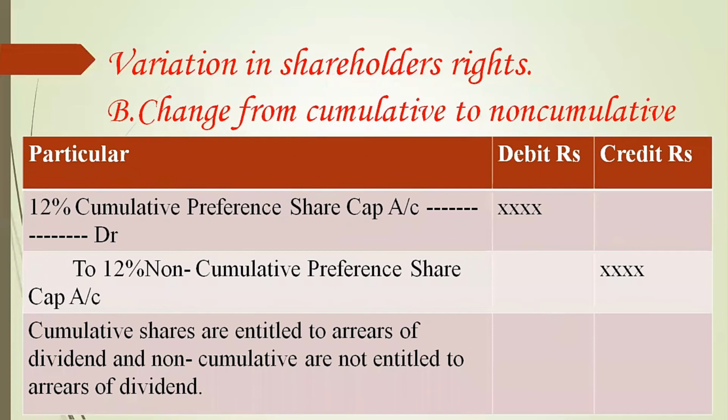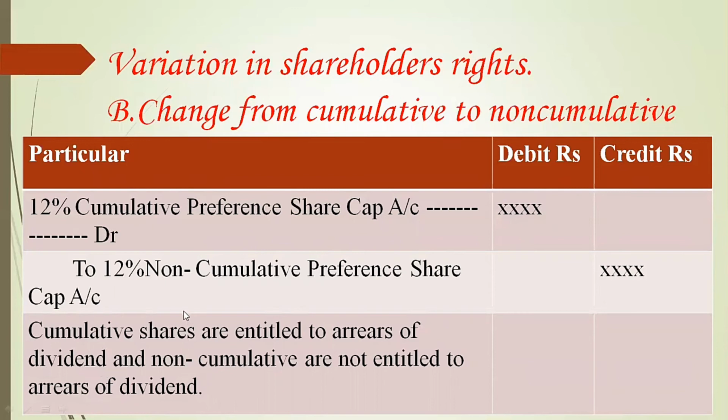Then change from cumulative to non-cumulative. It will be 12% cumulative preference share capital account debit to 12% non-cumulative preference share capital. So only the word cumulative will be changed to non-cumulative. Now what is the meaning of the word cumulative? Cumulative means the shares are entitled to arrears of dividend, and non-cumulative means the shares are not entitled to arrears of dividend.